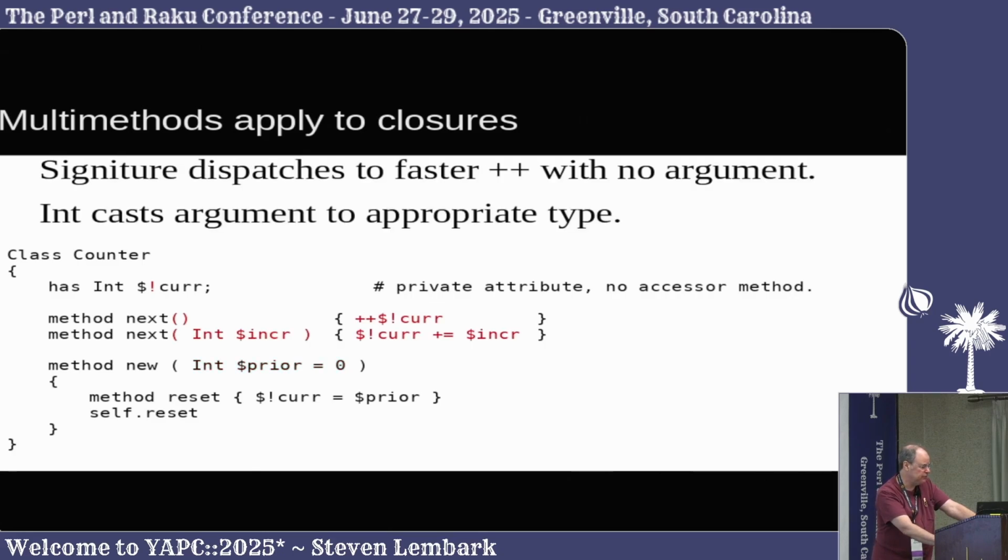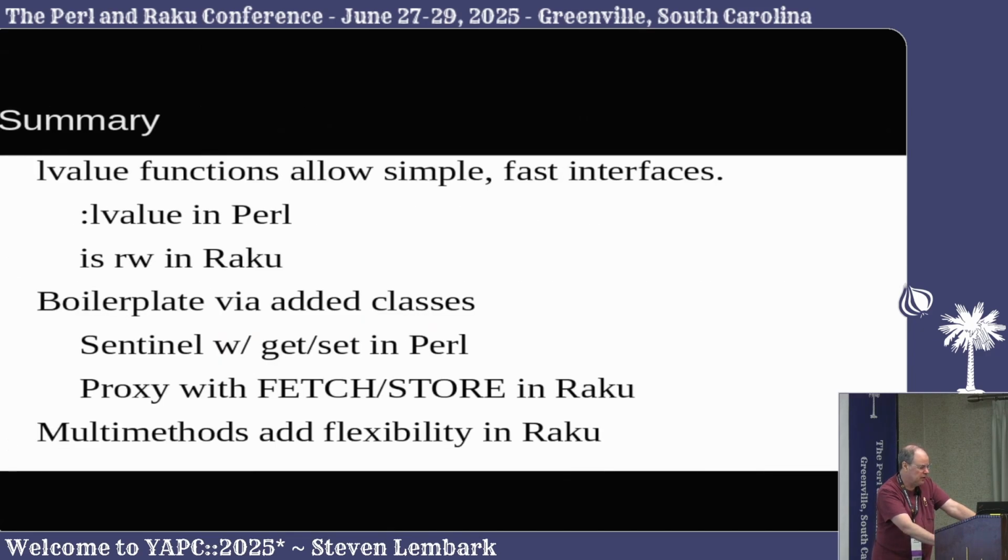Another thing you notice, if I have a counter, I can have a next and an increment. If I call next with nothing, I'm going to go into ++, because that's faster. Because adding 1 is just built in. If I want to have a numeric increment, the int will cast it to an integer, so it's appropriate for doing increments with. And then I'm going to do a +=, which is slower. So the signatures in Raku give you a bit more control over how you do some of these things.